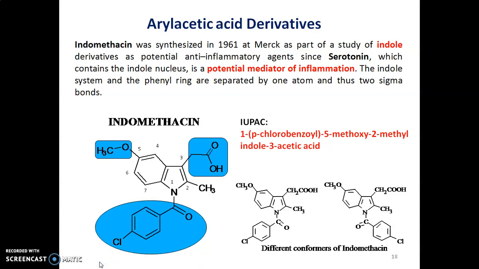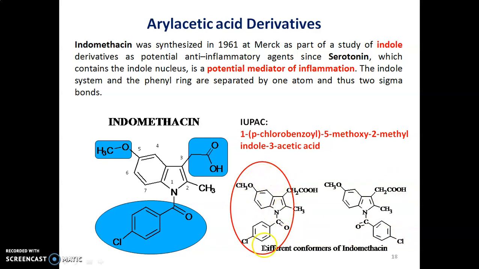It contains para-chlorobenzoyl group as well as indole 3 acetic acid and a methoxy group at 5th position. There are two different conformers of indomethacin. We can see they are given here. So, which one is the correct conformer?